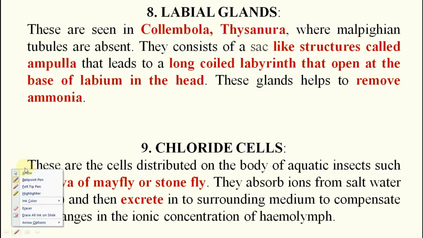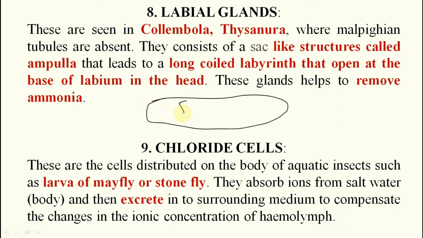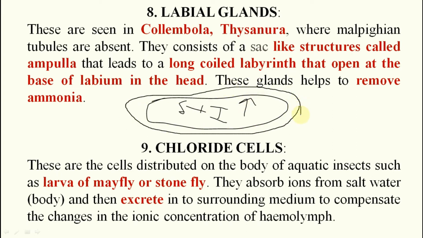So now next one is your chloride cells. You see it is present in case of larva, that means naiads of mayfly and stonefly. What they will do? They absorb the ion from the salt water and then excrete in the surrounding. What is the meaning of that? You see, suppose this is the insect body. Okay, they have this salt and ions inside. Yes or no? If this salt and ion concentration will increase as compared to the surrounding water, then what will happen? This will be excreted out through this chloride cells.